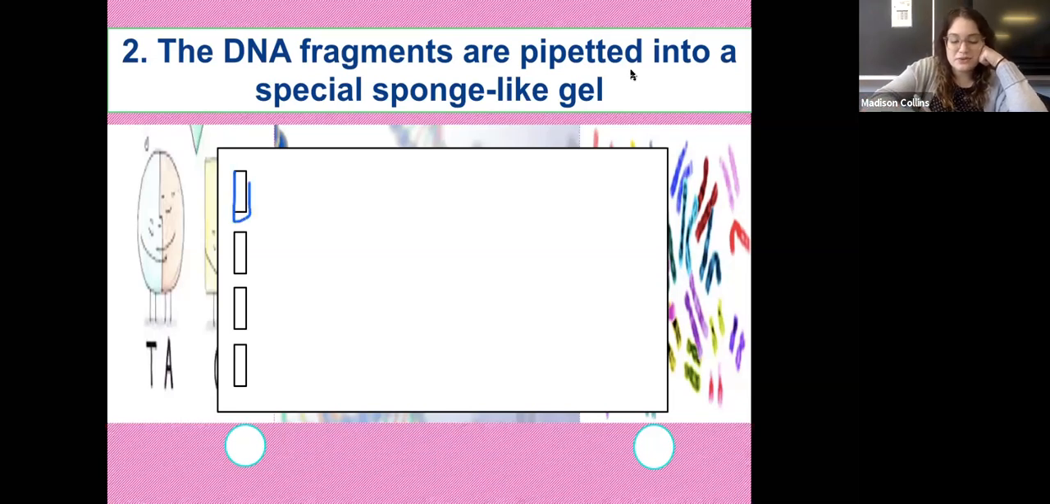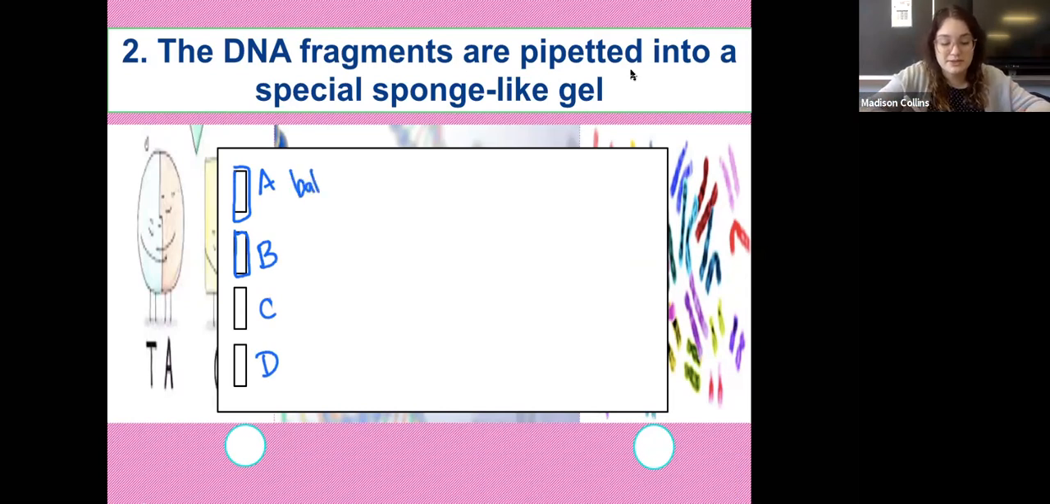Again, these wells are where you're going to place the different DNA samples. So you're maybe going to put sample A right here, sample B here, C, and then D, so you can compare the different samples over time after they've moved. So these samples would be from different people. So maybe you would put the baby's sample right here, and then the father's samples here.